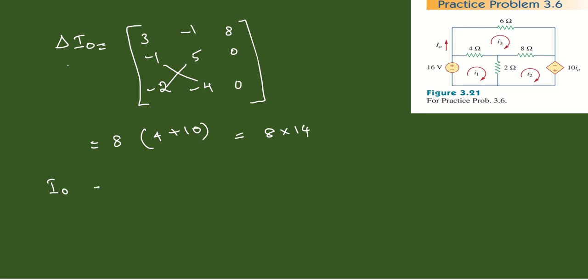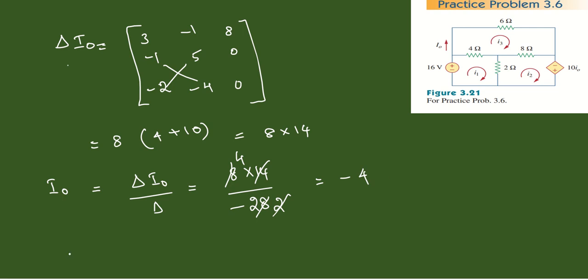So I naught is equal to del I naught divided by del. So it is 8 into 14 divided by minus 28, which we already got. So it is 2 times, then when you multiply this we'll get 4, so it is minus 4. Since it is current, the unit is amps. So this is our answer. Thank you.